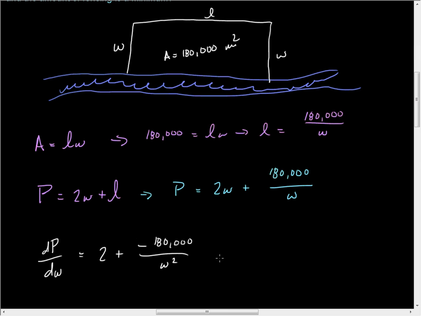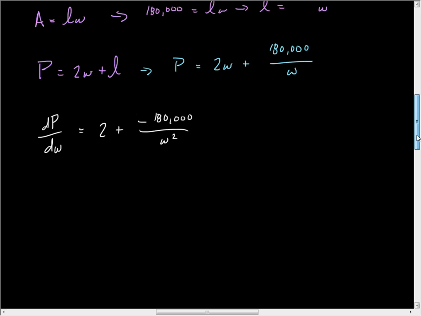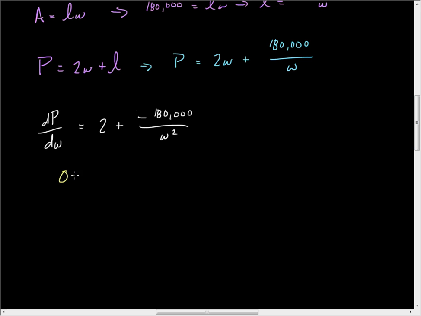Okay, so now if you're unsure of this, go back and take the derivative yourself. This is going to be, as the power rule, W to the negative 1. Drop the negative 1 down, decrease it by 1 to negative 2, and that's where you get the negative from in front of the 180,000. And then that's where you get the squared on the W down here. So if we go ahead and set that to 0, 0 is equal to 2 minus 180,000 over W squared.